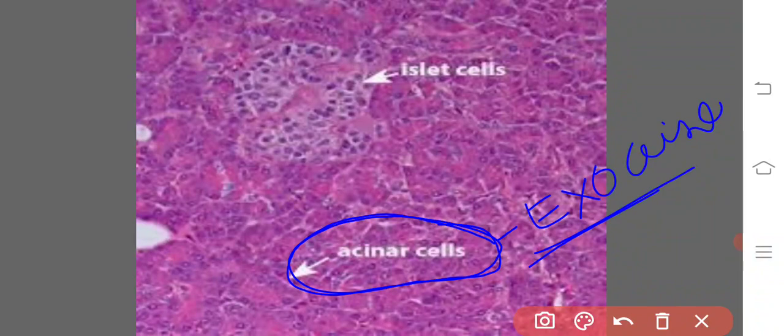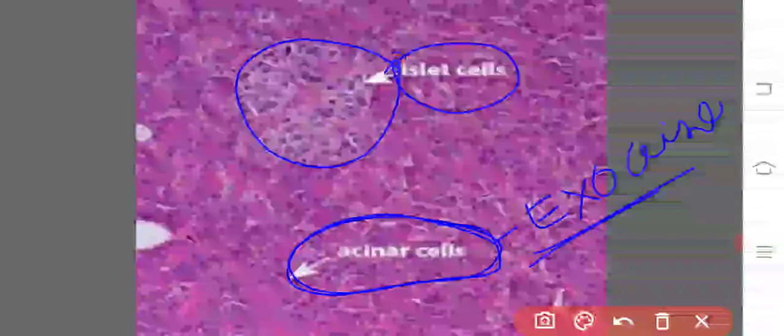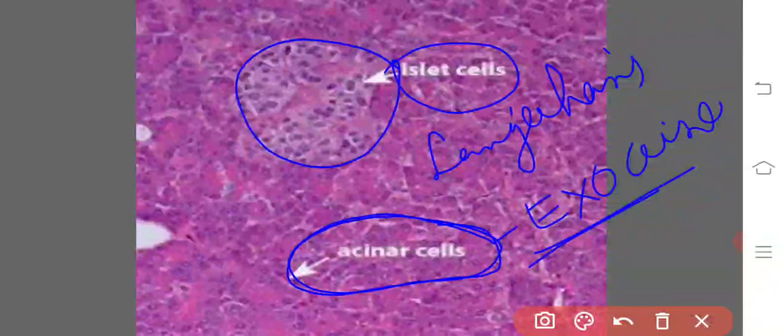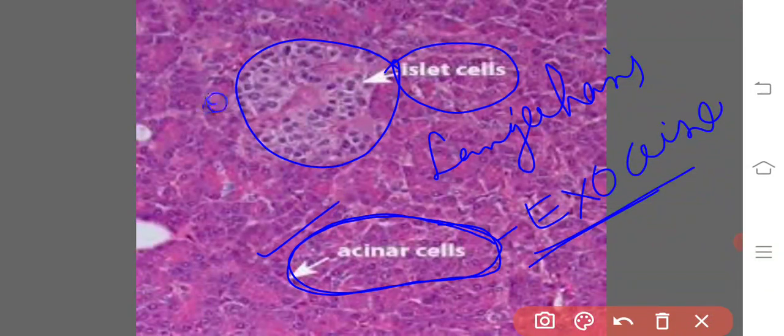Whereas, if you observe here, the cluster of cells which are present inside the pancreas form the islets of Langerhans. These islets of Langerhans deal with the endocrine portion. They act as the endocrine portion and produce different kinds of hormones. That is, within the same gland, there is an exocrine part and there is an endocrine part.